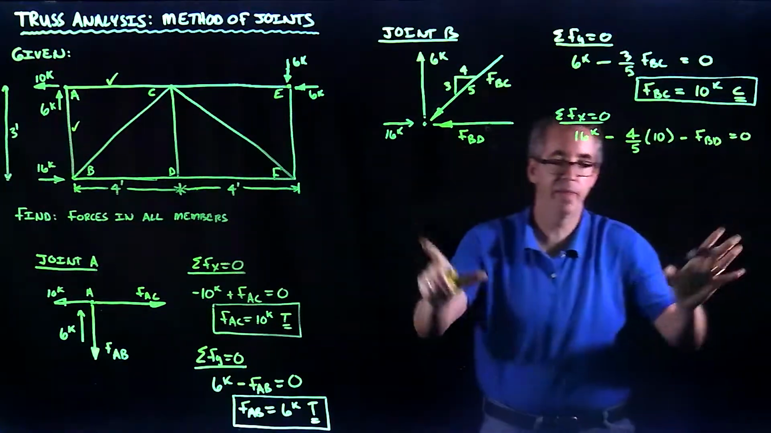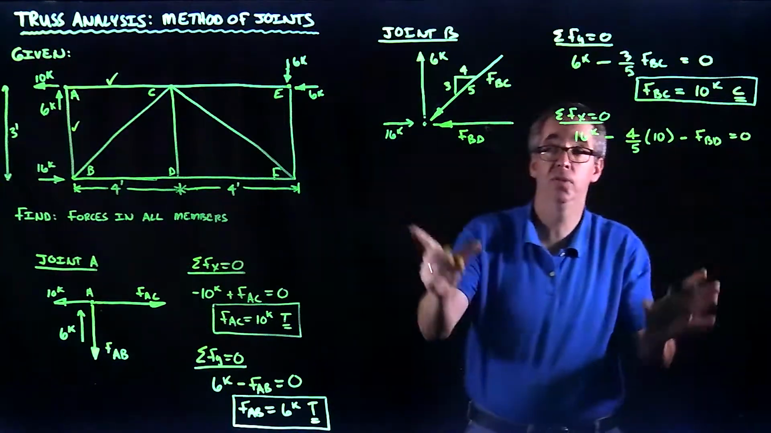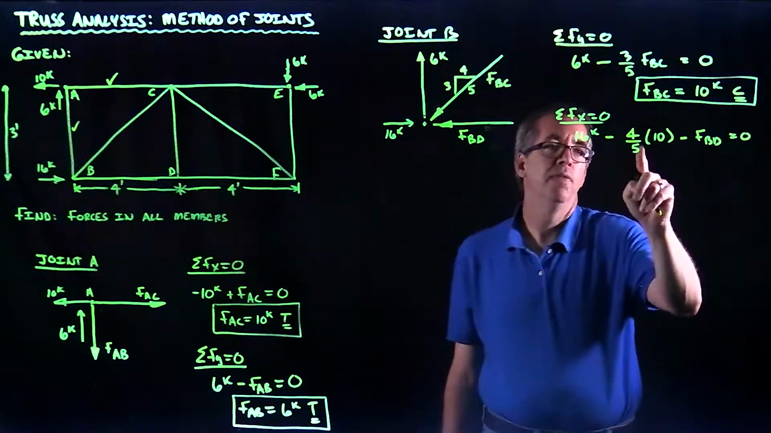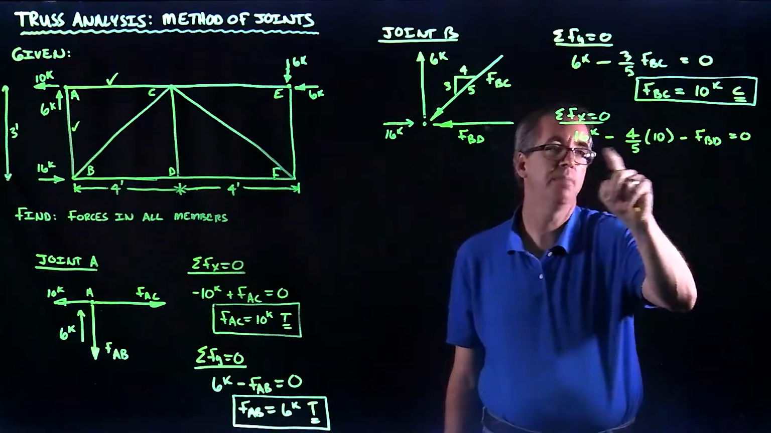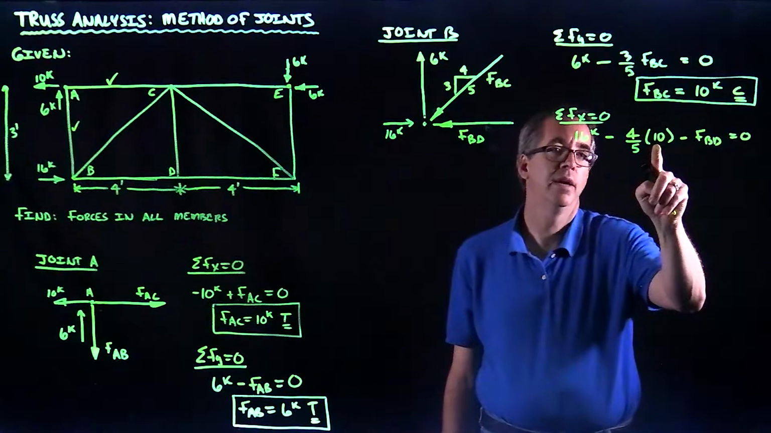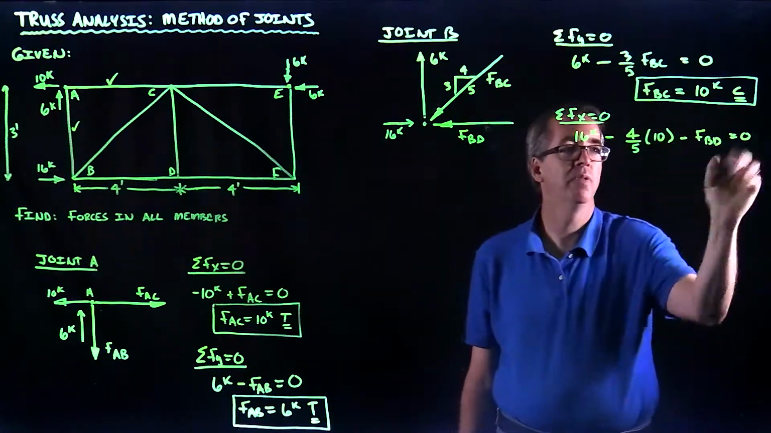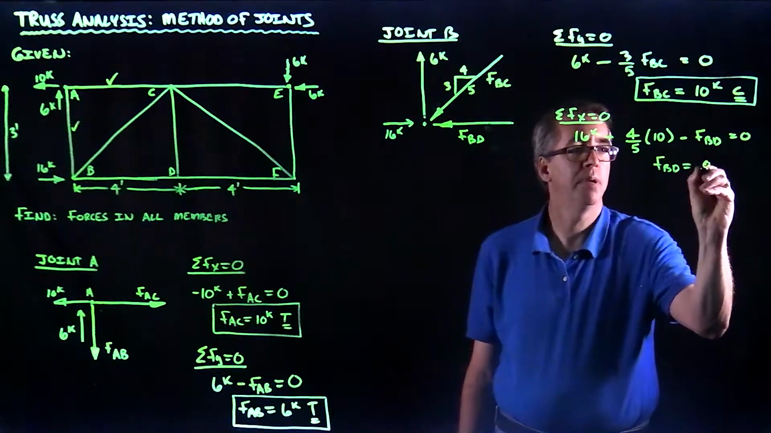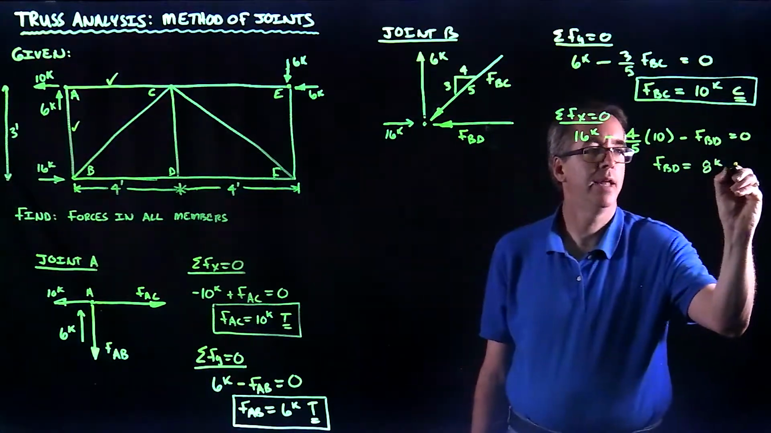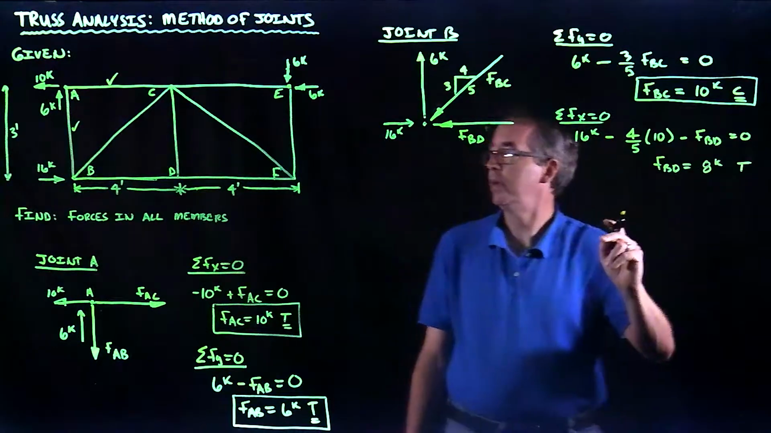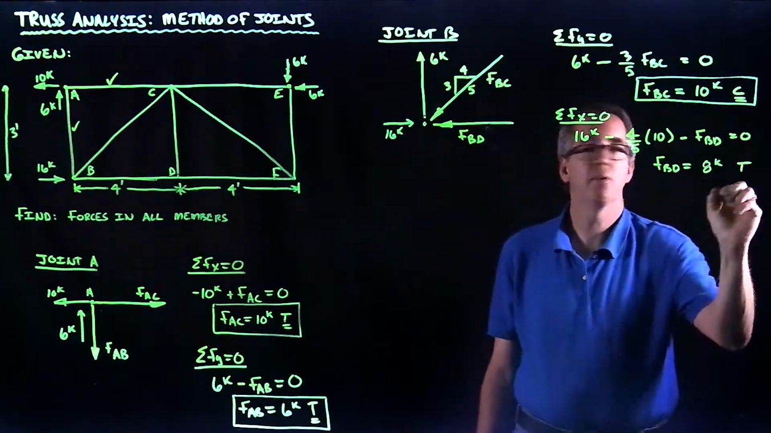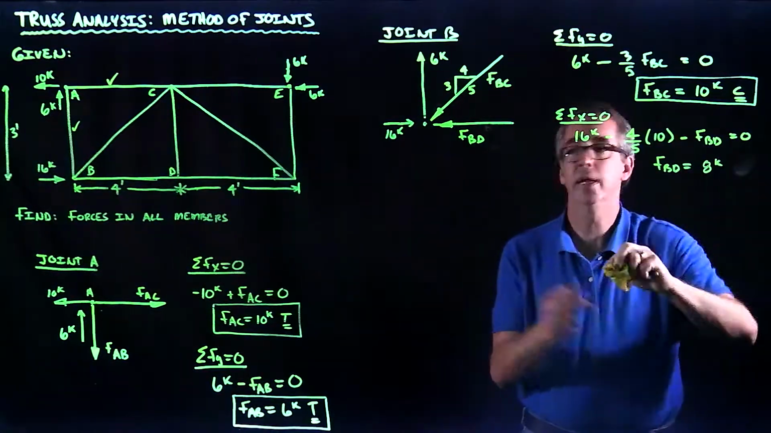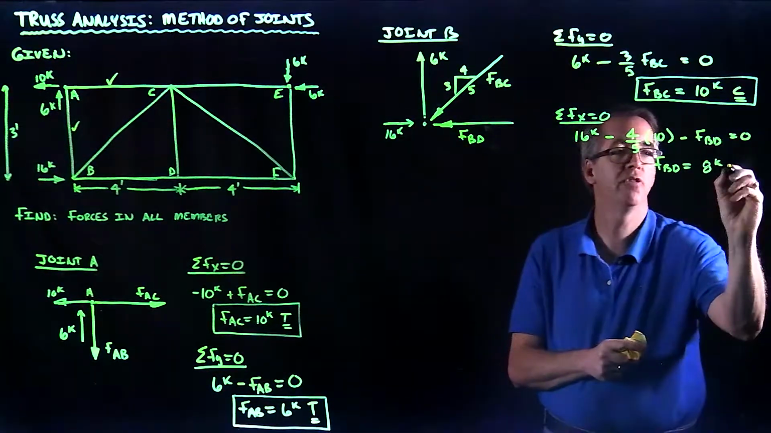So again, the beauty of this method is there's no moments to take or anything like that. It's all just summing forces in the x and y. Here I have 16 minus 4/5 of 10, which is 8, so 16 minus 8 gives us a positive 8. You move that over, and I see that FBD is going to be 8 kips, and the way I have it shown is compression. Here I showed it in compression, and I was correct.